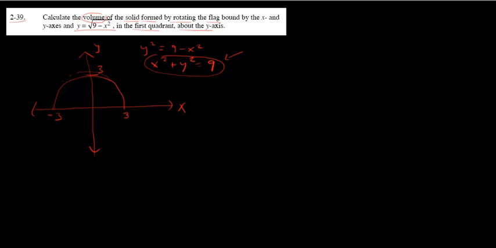But anyway, we're looking for the volume of the solid formed by rotating the flag bound by the x-axis. So here's one of our boundaries, and the y-axis, here's the other boundary, and then this curve. So we're basically going to look at this region right here, and then we want to rotate it about the y-axis. So we're going to basically take this curve and rotate it in that direction.